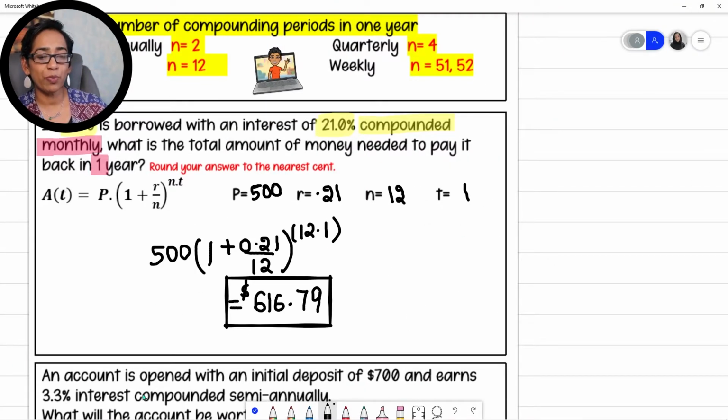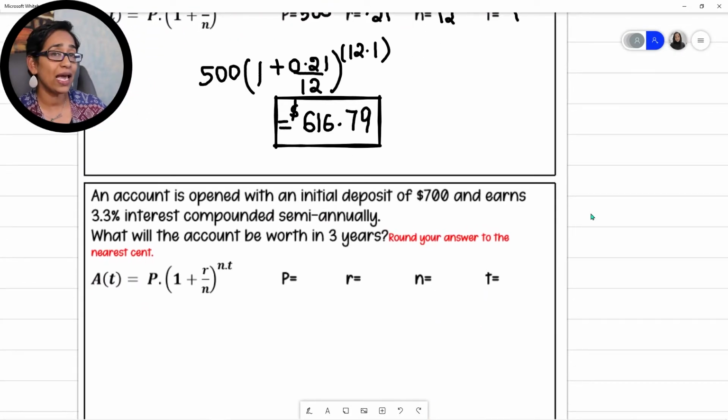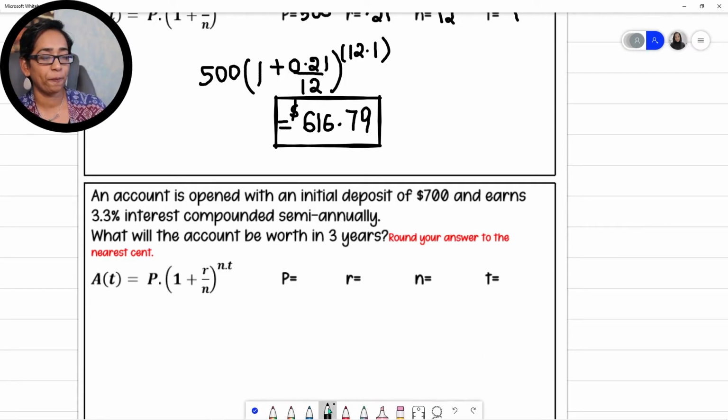Again, these problems are pretty simple. All you have to do is make sure you know what they're asking you for. Is it compounded monthly, annually, is it simple interest? Once you know that, plug into the formula, plug into your class calc, and you're good to go. All right, let's go ahead and take a look at the next one here.